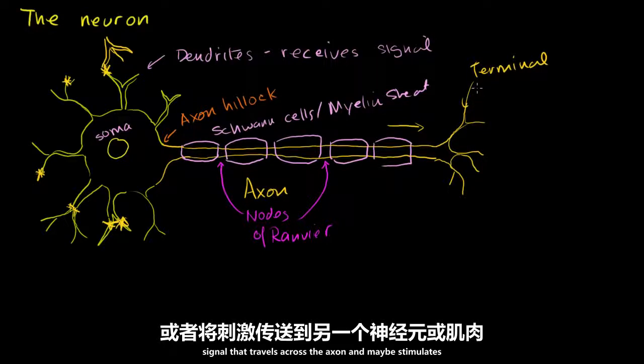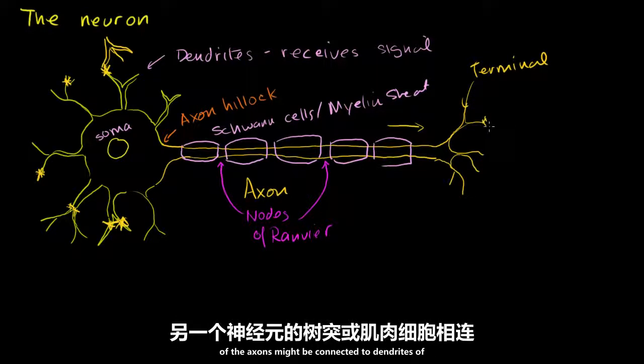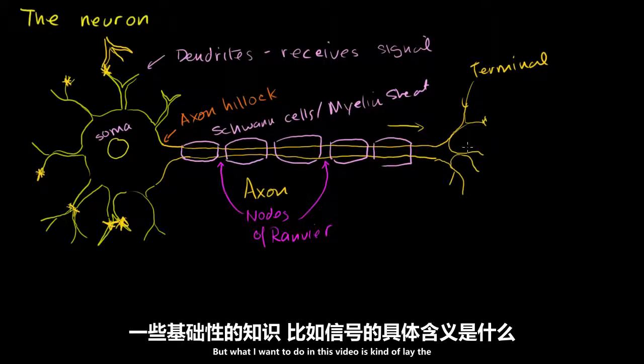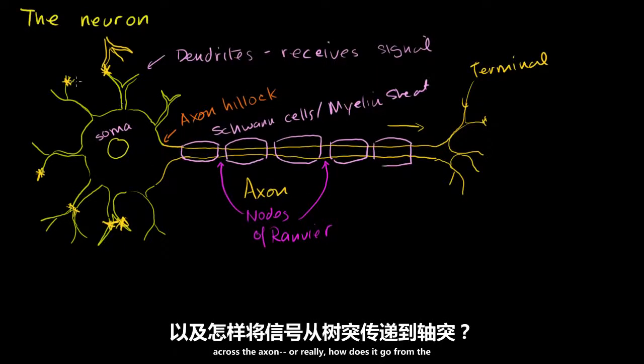and maybe stimulates other neurons or muscles, because these terminal points of the axons might be connected to dendrites of other neurons or to muscle cells or who knows what. But what I want to do in this video is to lay the building blocks for exactly what this signal is, or how does a neuron actually transmit this information across the axon, or really how does it go from the dendrite all the way to the axon.